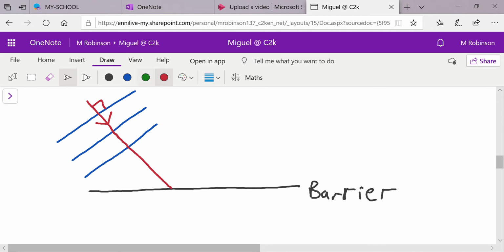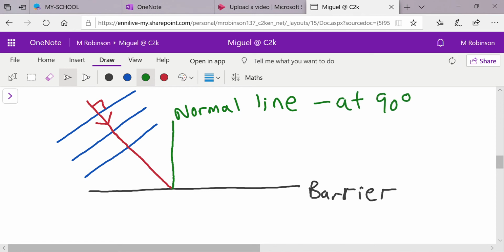And when we hit the barrier here, we're going to draw an important line called the normal line in green. Again, I really should be using a ruler for this. So that's a normal line. The normal, N for normal, N for 90 degrees. The normal line is drawn so it's at 90 degrees to the barrier.